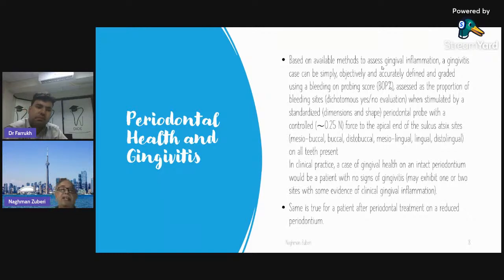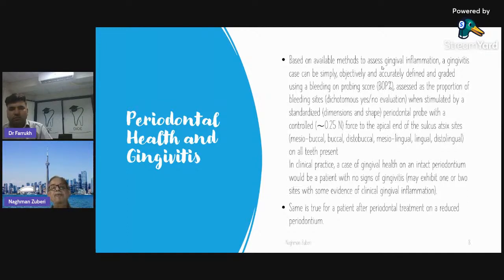In clinical practice, a case of gingival health on an intact periodontium would be a patient with no signs of gingivitis, though they may exhibit one or two sites with some evidence of clinical gingival inflammation. So, clinical practice means being very practical. We will say a case of gingival health may have very few, maybe one or two sites where we will find some bleeding upon probing. We will still consider it as a non-gingivitis patient, or we will call it periodontal health. We will not consider it as gingivitis.